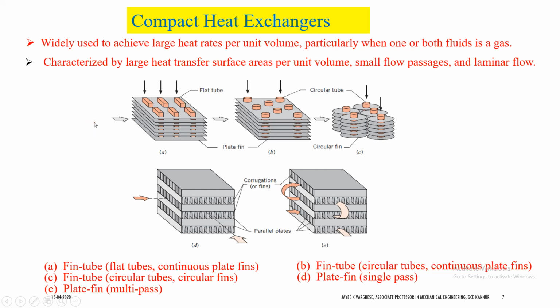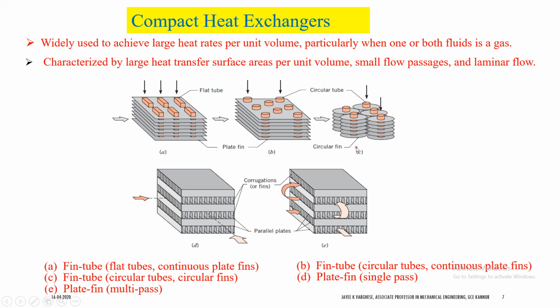Here this is just a cross flow. One fluid will be flowing through these flat tubes, whereas the other fluid will be flowing normal to that direction. Whereas the second one has circular tubes instead of flat tubes. And the third one is another design, you might have seen, with enhanced surface area for these things.